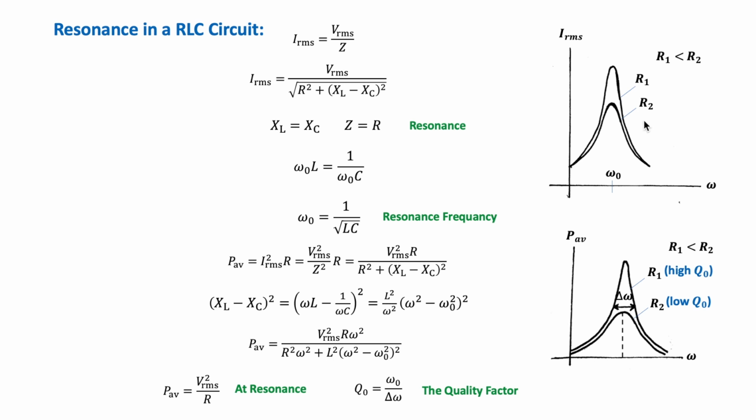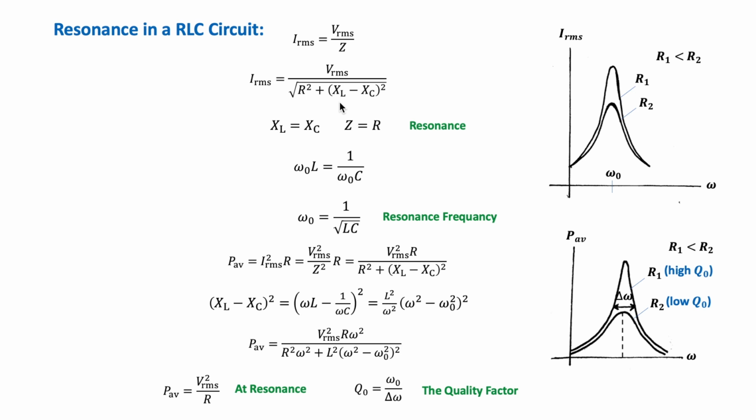This plot shows the RMS current versus frequency for a series RLC circuit, and you can see that the current reaches its maximum value at the resonance frequency omega naught, and the curve becomes narrower and taller as the resistance decreases. So R1 is less than R2, and it's a narrower curve. This equation shows that if R is equal to 0, then the current becomes infinite at resonance. But real circuits always have some resistance.